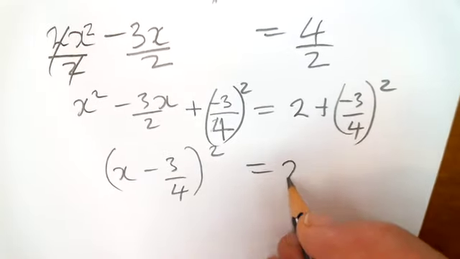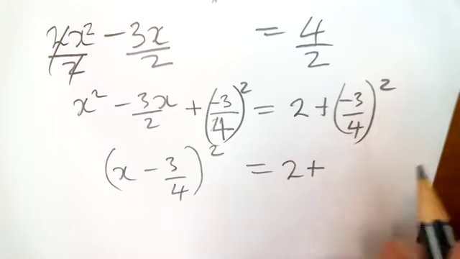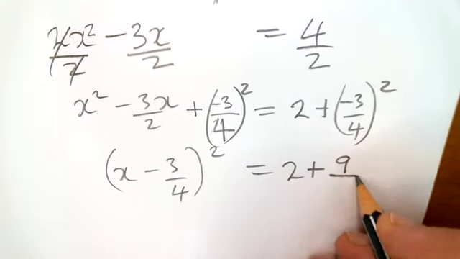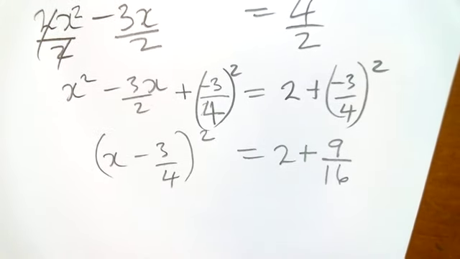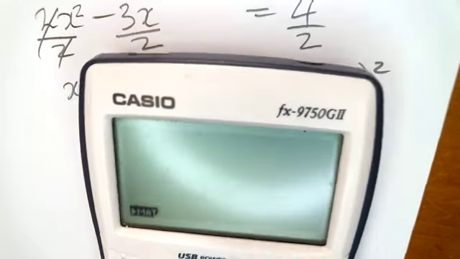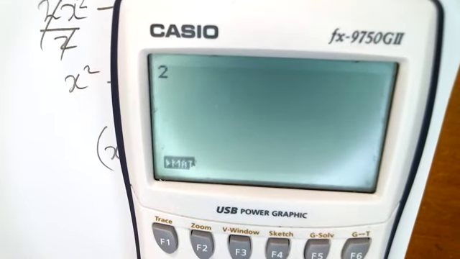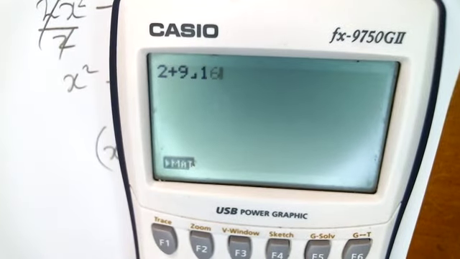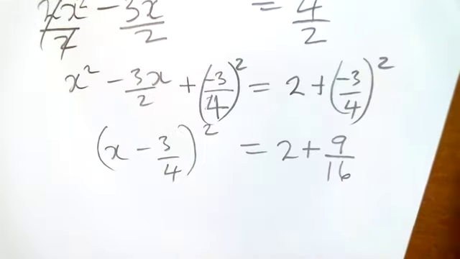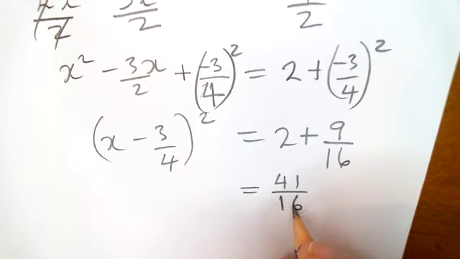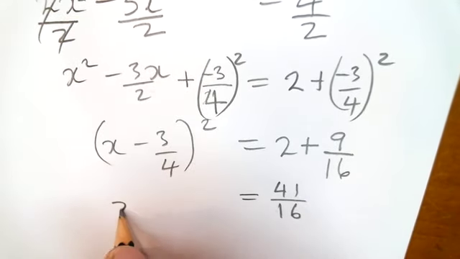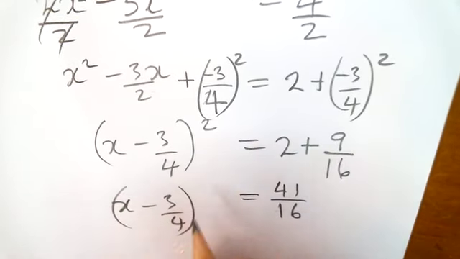And what have I got over here? I've got 2 plus negative 3 over 4 squared. Negative 3 squared is 9. 4 squared is going to be 16. So I've got 2 plus 9 sixteenths. What's that going to do on a calculator? 2 plus 9 sixteenths. I get 41 sixteenths. Equals 41 sixteenths. Now, I've got this thing over here, x minus 3 over 4 all squared.